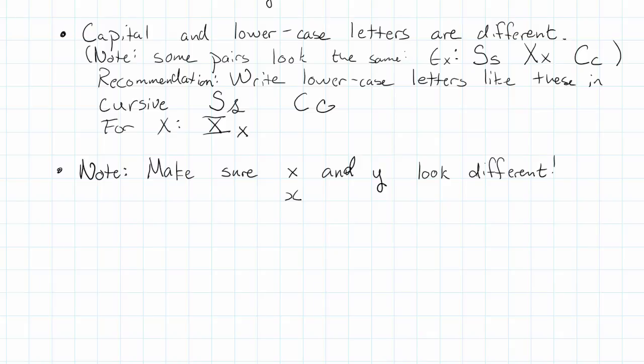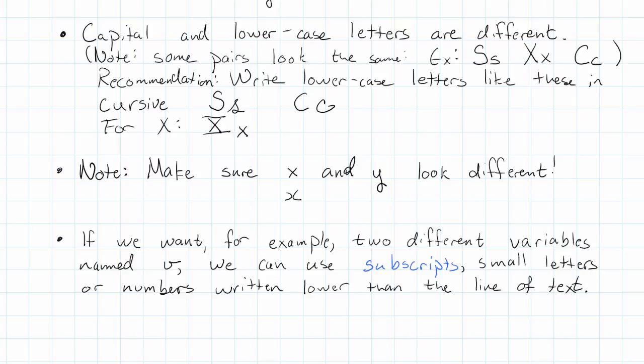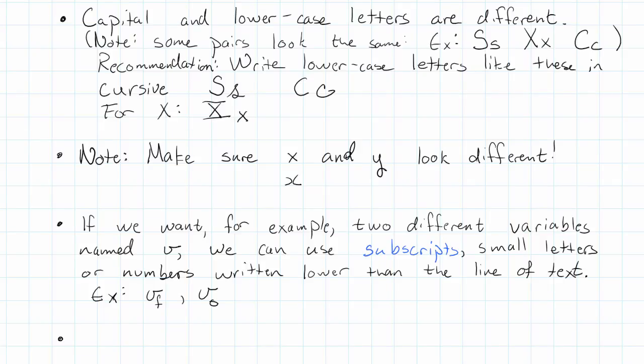Okay, so even with capital and lowercase letters, though, that limits us to 26 plus 26 is 52. Sometimes even that's not enough, in which case we use what are called subscripts. These are just small letters or numbers written below the line of text. For example, if we want two variables named little v, we could have little v sub f and little v sub 0.